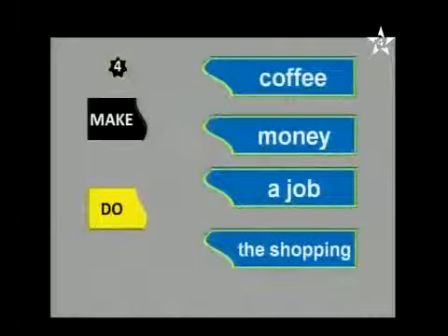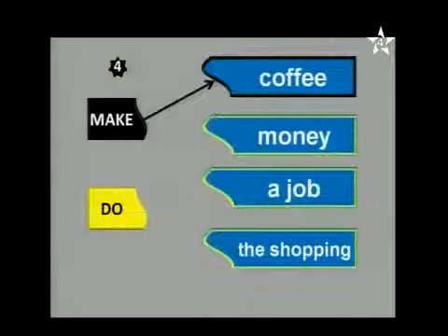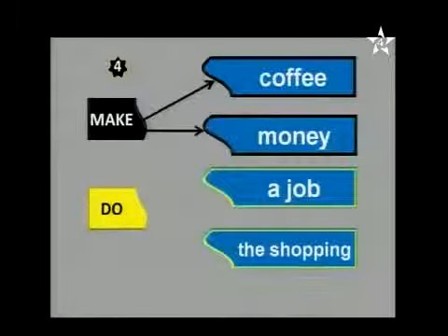All right. Now, so what do we say here? We say make, good. We say to make coffee. You prepare coffee, you make coffee. Okay, you make coffee, you make tea, you make couscous. And then money. What do we say for money? We say make money. Good, yes. To make money, to earn money, yes.